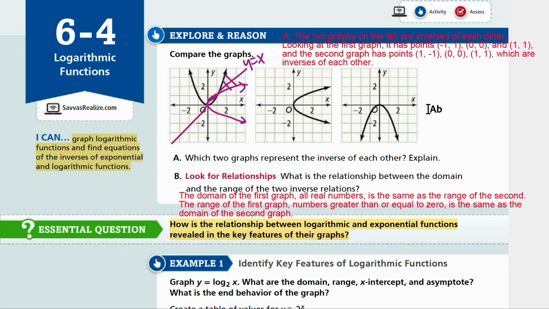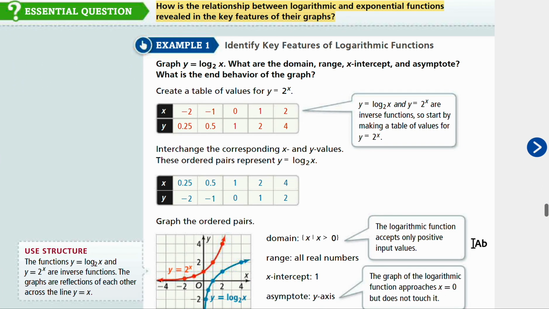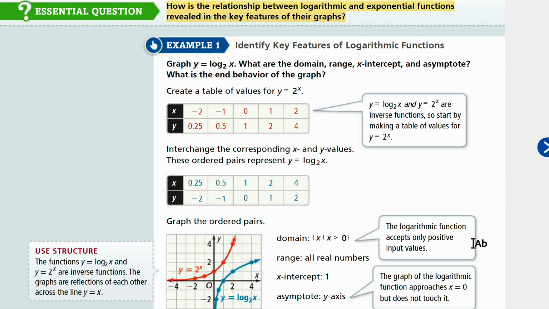Let's think about this lesson's essential question. How is the relationship between logarithmic and exponential functions revealed in the key features of their graphs? So in example 1, we're going to identify key features of logarithmic functions. Graph y equals log base 2 of x. What are the domain, range, x-intercept, and asymptote? What is the end behavior of the graph?